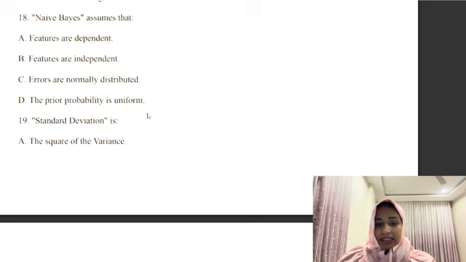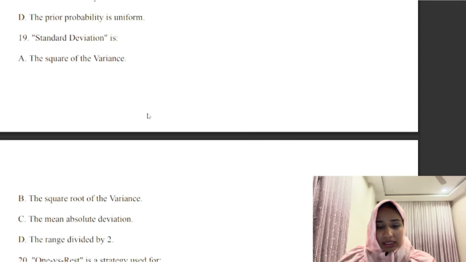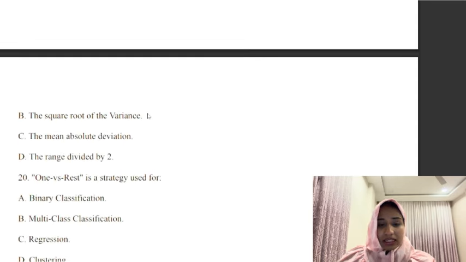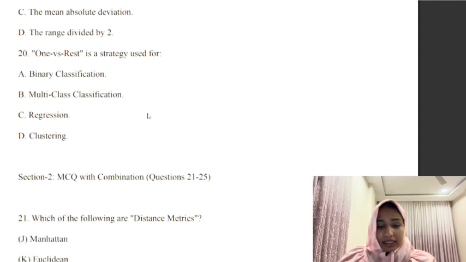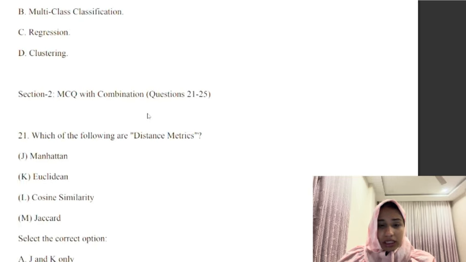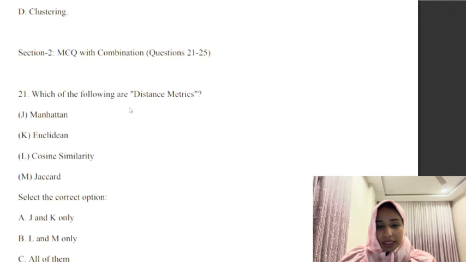Question number 19. Standard deviation is. So the answer is option B, the square root of the variance. Question 20. One versus rest is the strategy used for. Answer is option B, multi-class classification. This was section 1. Section 2 is MCQ with combination, which is from 21 to 25.